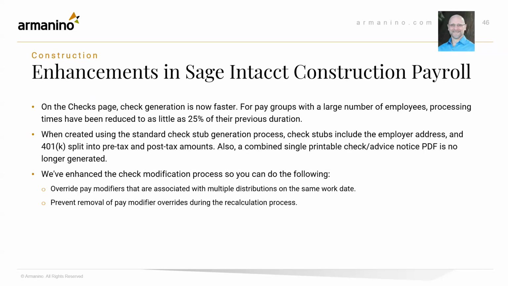On the checks page, check generation is now faster. They're looking at a 25% reduced time over the previous duration. When created using the standard check stub generation process, those stubs include employer address, 401k split into pre-tax and post-tax amounts, and also a combined single printable check advice. Notice PDF is no longer generated. And then they've enhanced the check modification process so that you can override pay modifiers that are associated with multiple distributions on the same workday and prevent removal of pay modifier overrides during the recalculation process.